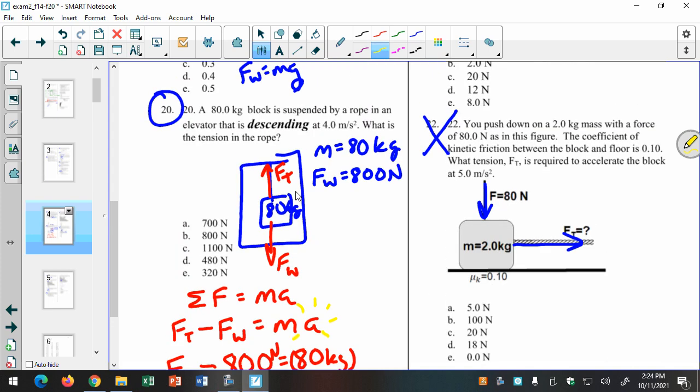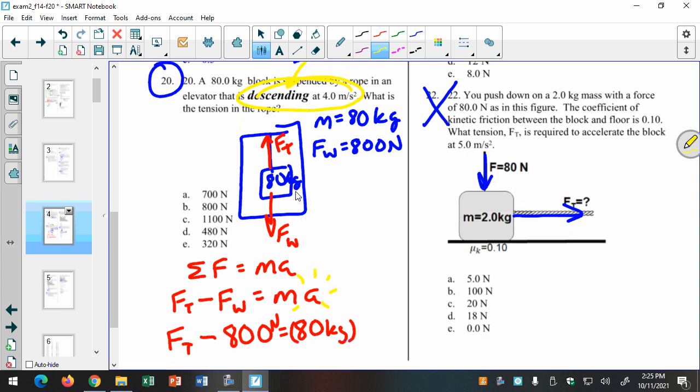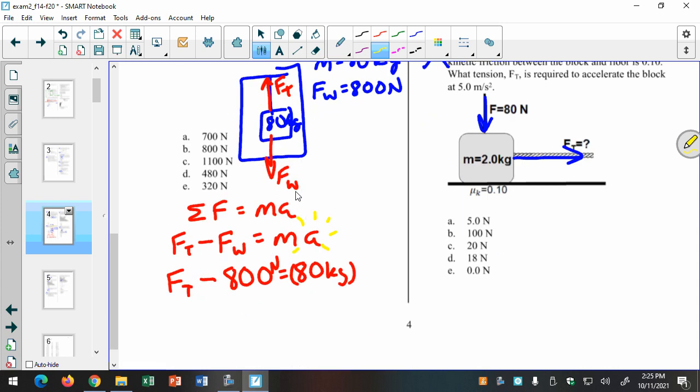The size is 4 meters per second squared, but be careful here because it's descending at 4 meters per second squared. That means that my acceleration, because it's speeding up and it's going in the downward direction, is negative 4 meters per second squared. Look for language like descending, meaning it's going down, or going in the negative y direction. Look for those sorts of words.